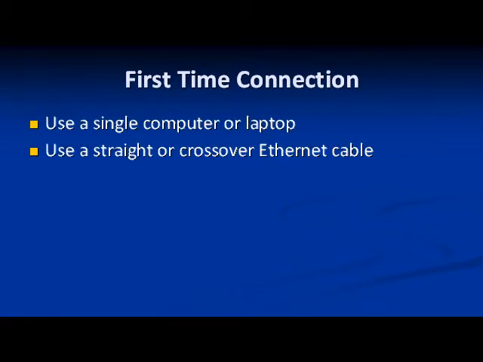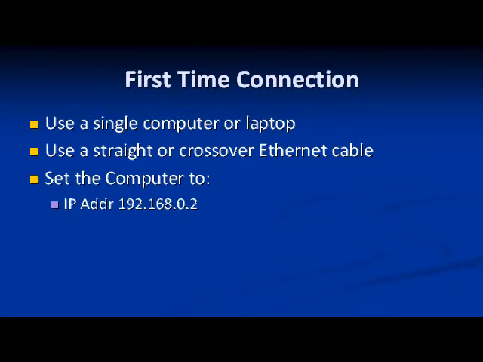For the first-time connection to the NetIO, use a single computer or laptop. Also use a straight or crossover Ethernet cable. Set the computer to IP address 192.168.0.2. Set the subnet mask to 255.255.255.0.